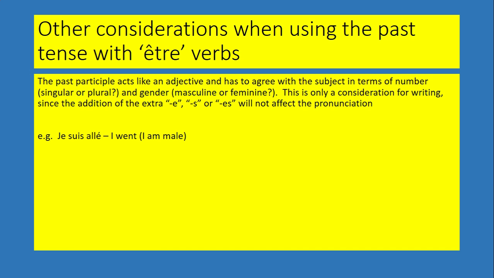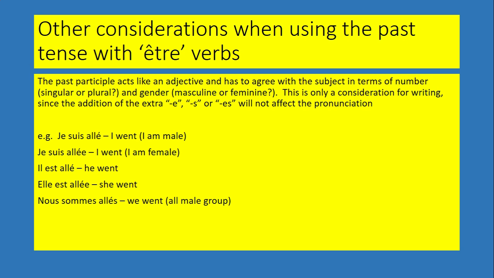That's I went, and that's assuming that I am male. If you're female, you'd say je suis allé, but you'd write it with that extra E on the end. Because you're using être in the middle, the participle acts a bit like an adjective and has to agree with the subject. Here the subject, I, is a female I, so that's why the extra E is on allé. Il est allé, he went. She went, elle est allée, with an extra E, because the subject of that verb is female.